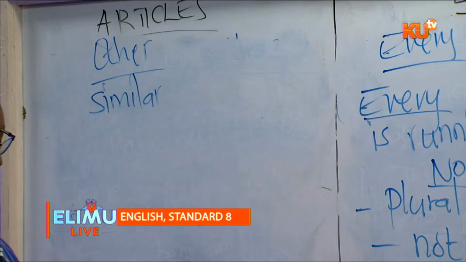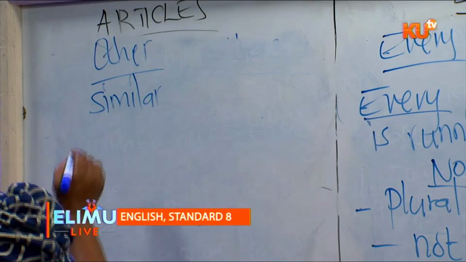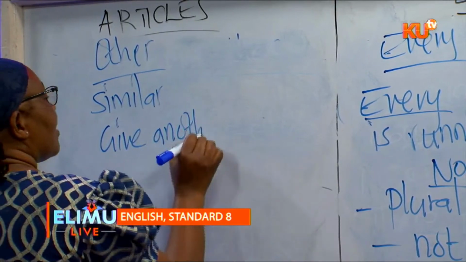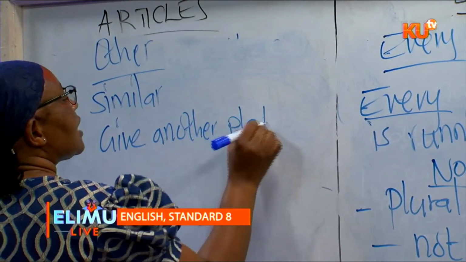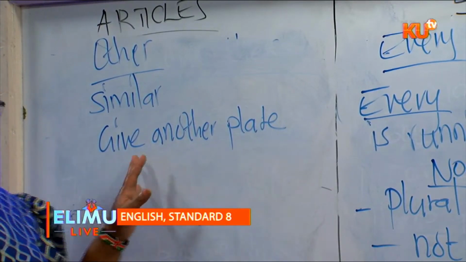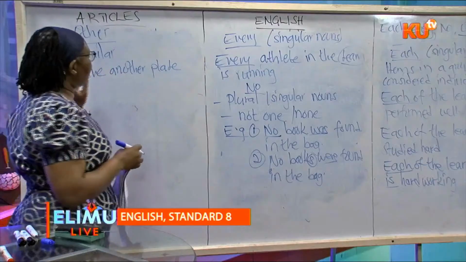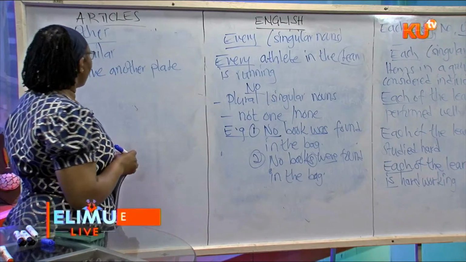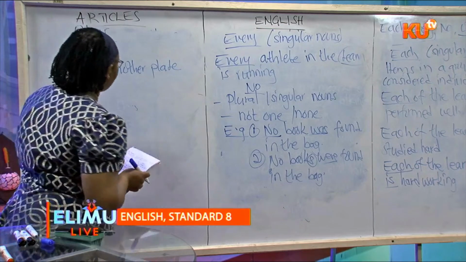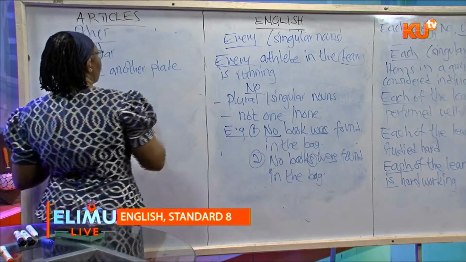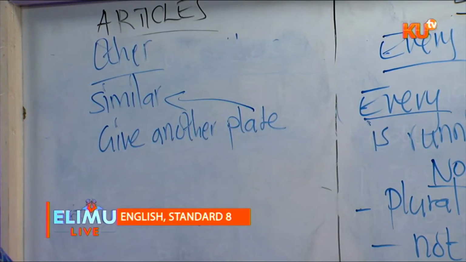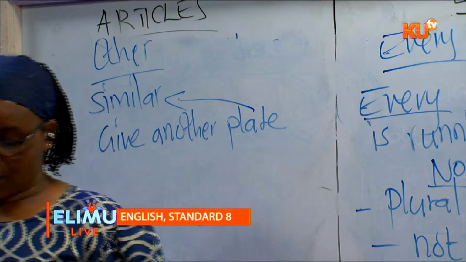So, if we may take an example of a sentence, give me another plate. It means that the person who is the speaker here has been given a plate earlier, so he or she is asking for another plate. So maybe he will be given a similar plate, or if not similar in color, he'll be given a plate and not a cup.